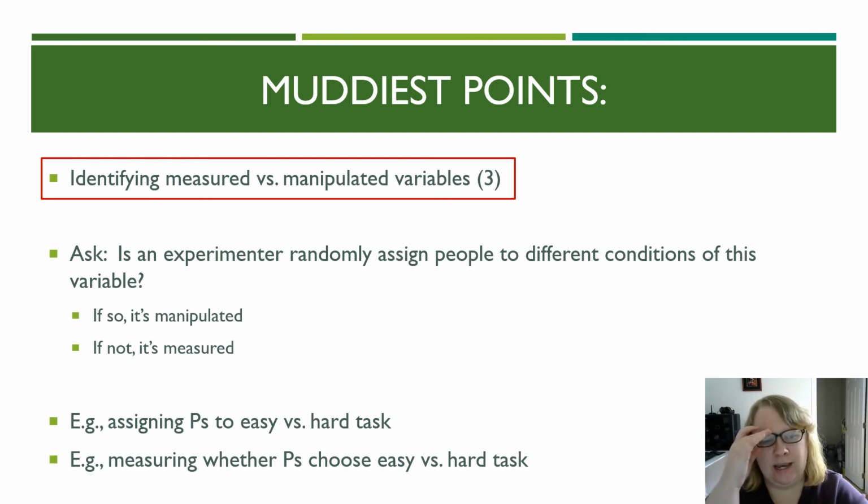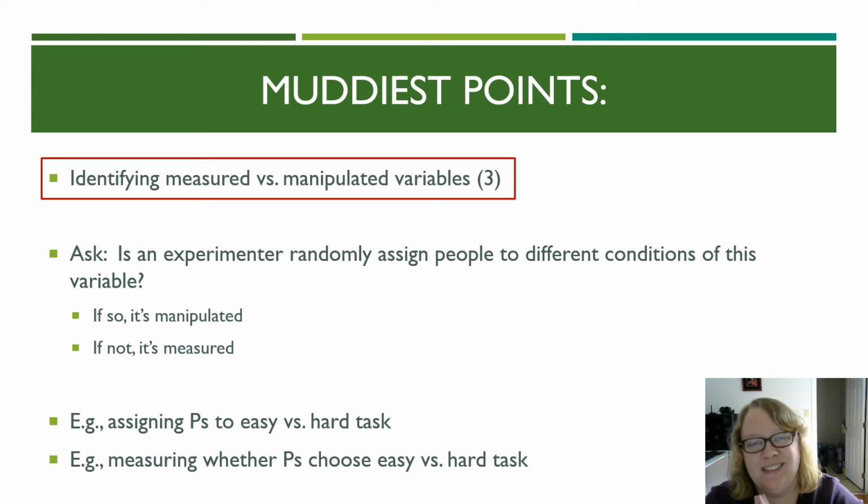All right, another muddy point, a couple people mentioned identifying measured versus manipulated variables. I put this in the key for the activity, but just to revisit it here, what you want to think about when you're trying to decide if a variable is measured or manipulated is, is an experimenter randomly assigning people to different conditions of this variable? If so, it's manipulated. So if an experimenter is able to randomly assign people to different conditions of that variable, it's a manipulated variable. And a manipulated variable, that's the IV, right? It's the cause in the cause and effect relationship. If the experimenter is not randomly assigning people to this variable, then it's measured, and it's the DV probably. It's the effect in the cause and effect relationship.